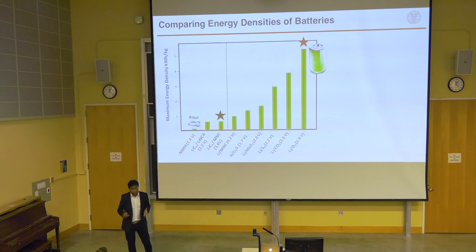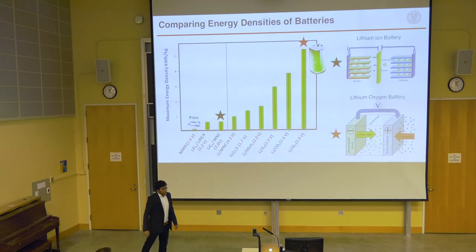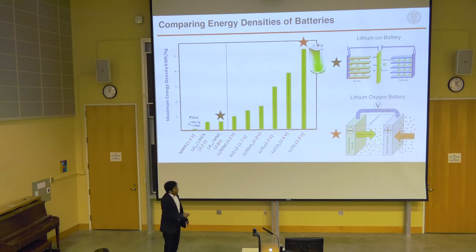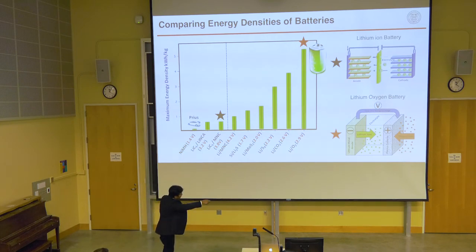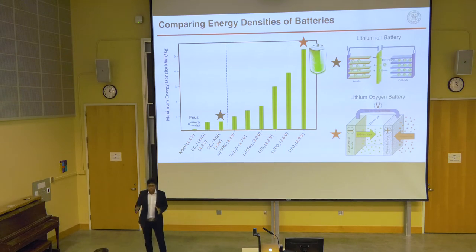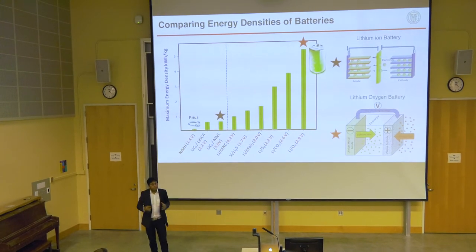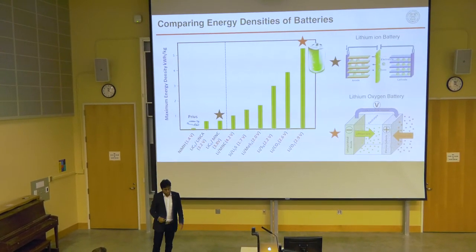For that, we have to look at what's inside. In a lithium-ion battery, there is a graphite-based anode which intercalates lithium ions. And on the cathode side, there is a lithium-based compound. However, in a lithium-oxygen battery, we just throw away the graphite. And instead, we just have a lithium metal. And in doing so, we save a lot of weight on the anode side. And the energy density of the anode can be increased by even 10 times.